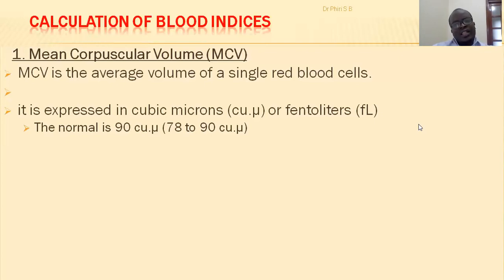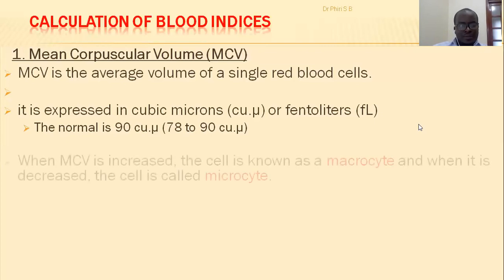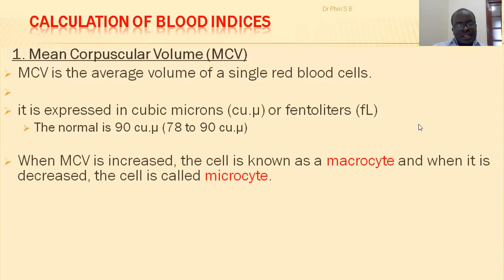Depending on the textbook you're using, other textbooks will give you about 78 to 94 cubic microns or femtoliters. So this is just a normal range. Anything outside this range, then you'll be able to come up with a diagnosis. When the MCV is increased, the cell is referred to as a macrocyte. If the MCV is increased, the average volume of these single red blood cells has increased, so those cells are bigger than normal. They are called macrocytes, a bigger cell, macro. Then when the MCV is decreased, the cells are referred to as microcytes. A microcyte is a small cell. So macrocytes are larger red blood cells, microcytes are smaller red blood cells.